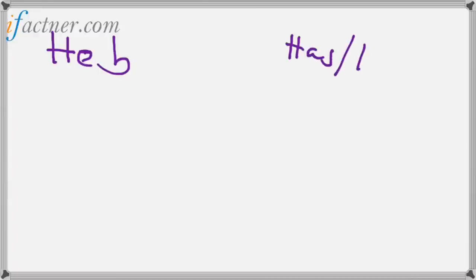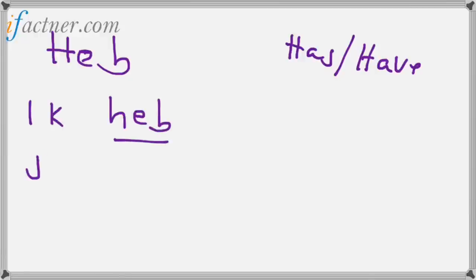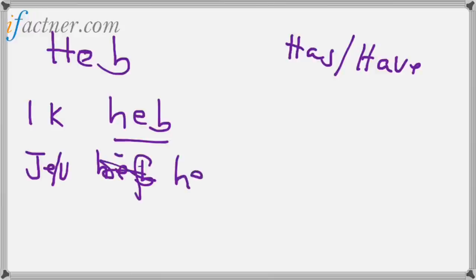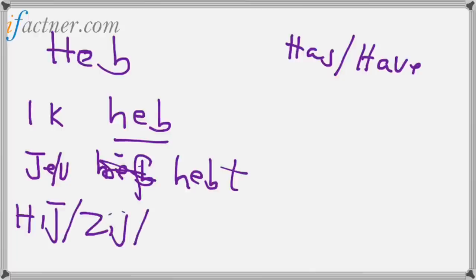Then we have got heb, which means to have, has, or have. With the ik heb, I have. Je or u hebt or heeft. That is hebt. Hij, zij, and het. He, she, it, heeft.